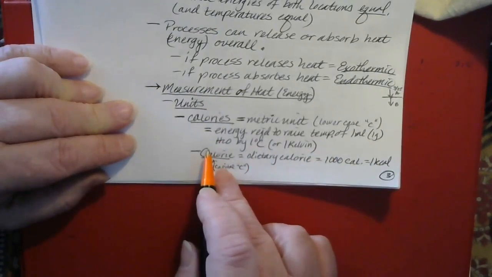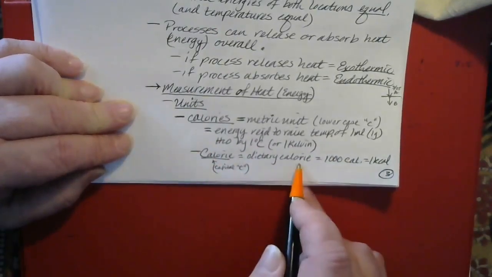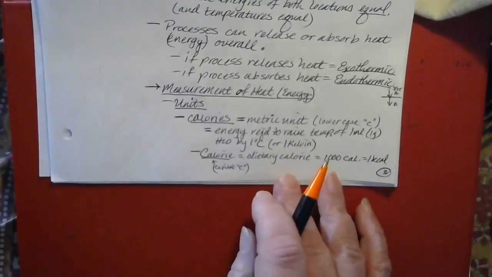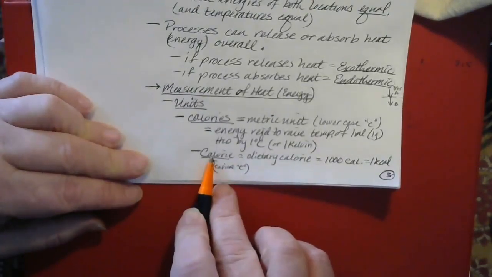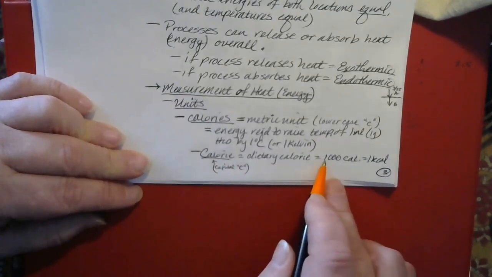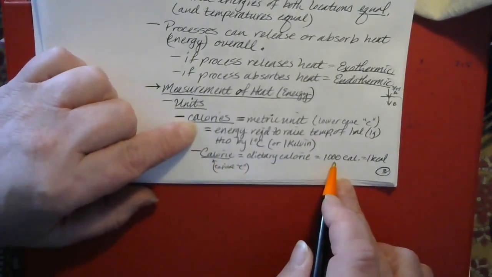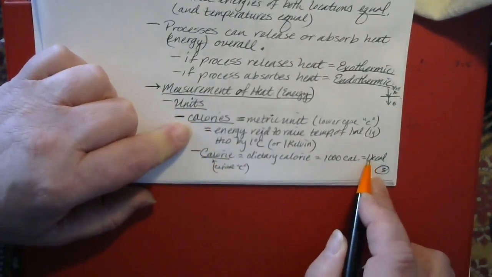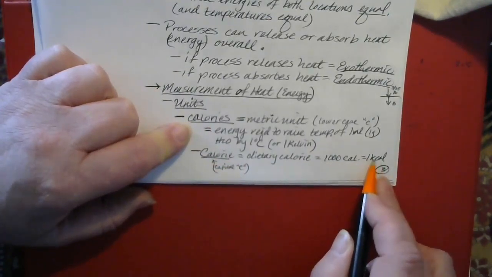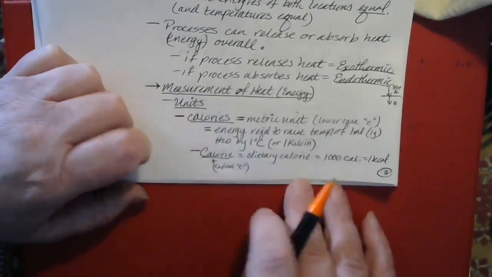There's also the capital C calorie, and that is the dietary calorie. So when we talk about food having so many calories, a can of Coke has 160 calories or whatever it is, that's actually capital C calories. And each of those calories is equal to 1,000 of the small c calories, or in other words, 1 kilocalorie, which can be abbreviated as kcal. That means 1 kilocalorie or 1,000 calories.